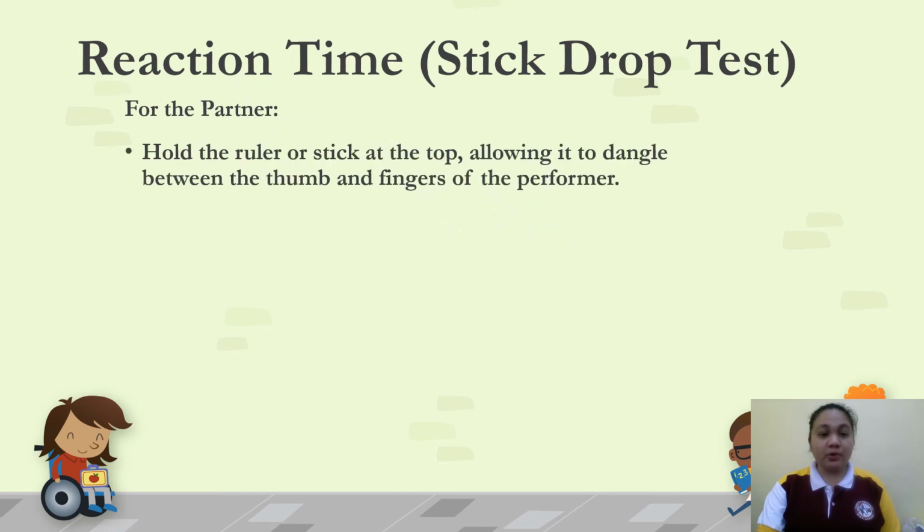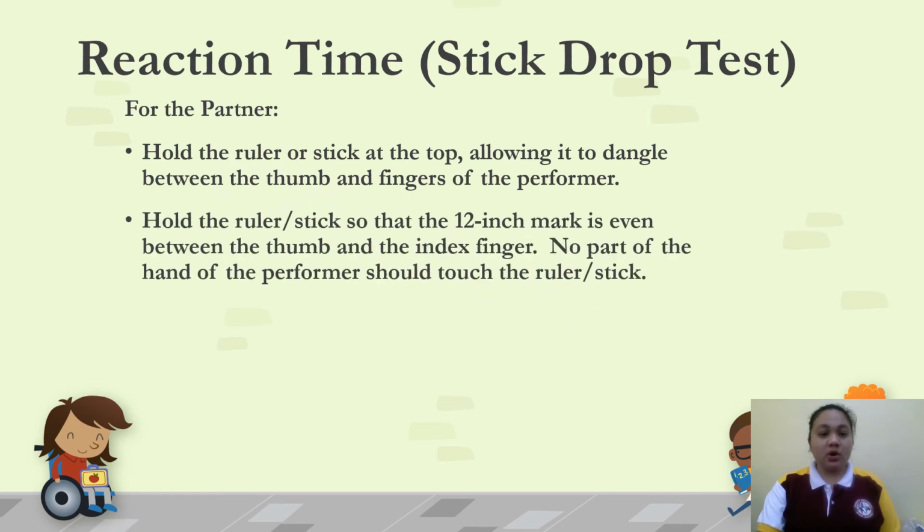Okay, so ito naman po yung task ng partner. So for the partner, hold the ruler or stick at the top, allowing it to dangle between the thumb and fingers of the performer. Second, hold the ruler or stick so that the 12-inch mark is even between the thumb and the index finger. No part of the hand of the performer should touch the ruler or the stick.